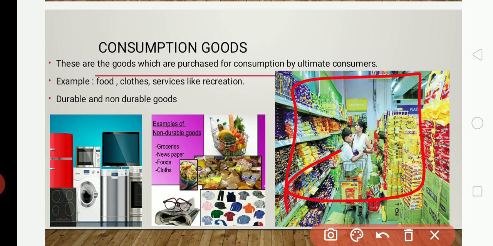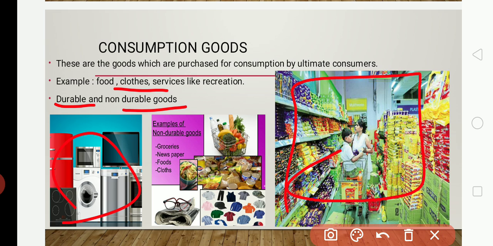See here some of the examples given. Food, clothes, services like recreation, that is all consumption. The goods we use for consumption purposes are called consumption goods. In goods we also have types like durable goods and non-durable goods. Durable goods means goods which last for some period of time. For example, here I have given some gadgets. These gadgets do not decay very quickly or easily, and we can use them for a longer period of time. Such goods are called durable goods.